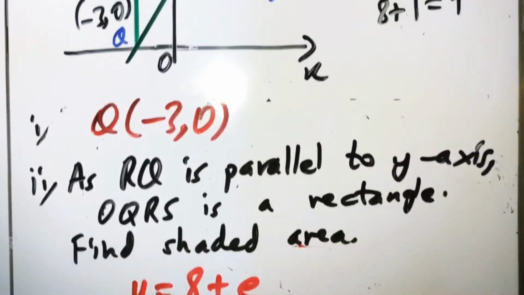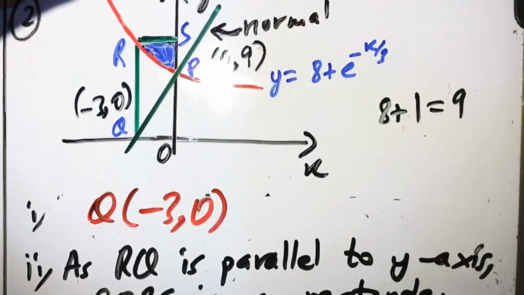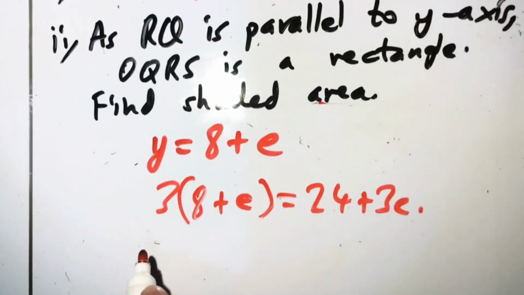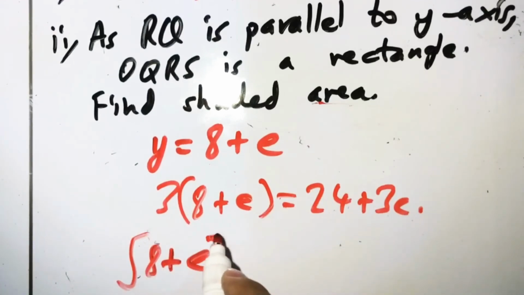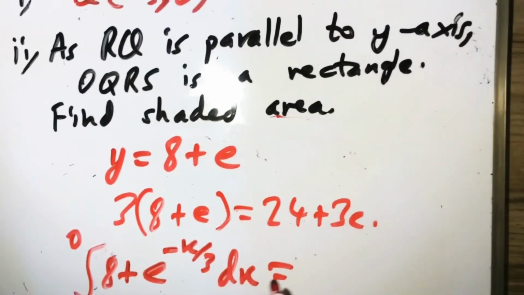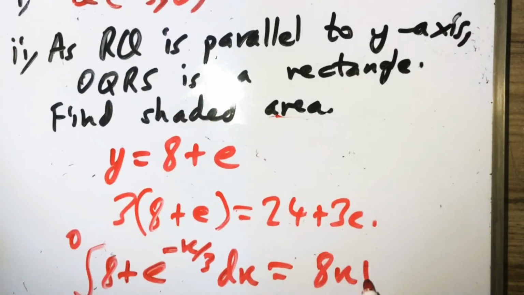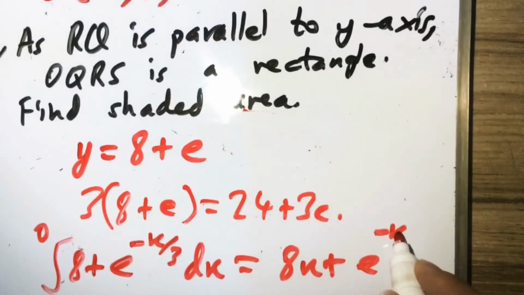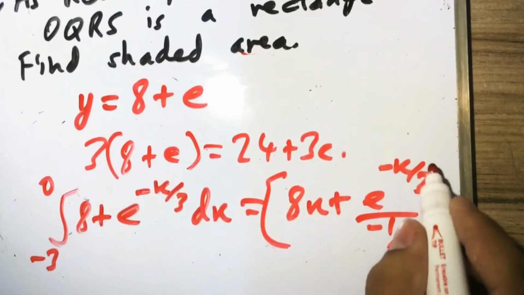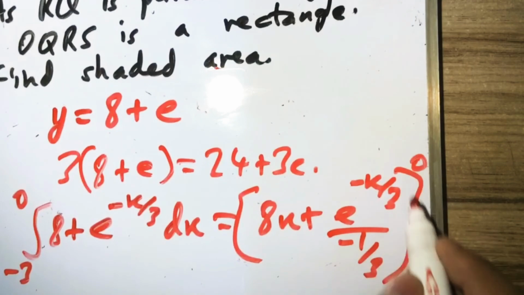Now for the area under the curve, we'll integrate this curve from 0 till minus 3. So integrating 8 plus e to the power minus x upon 3 with respect to x from 0 till minus 3. So integral of this will be 8x plus e to the power minus x upon 3 divided by the coefficient of x, that is minus 1 upon 3. This is from 0 till minus 3.